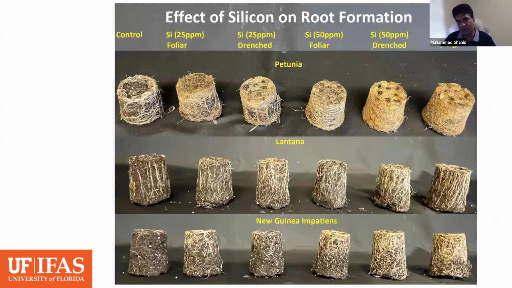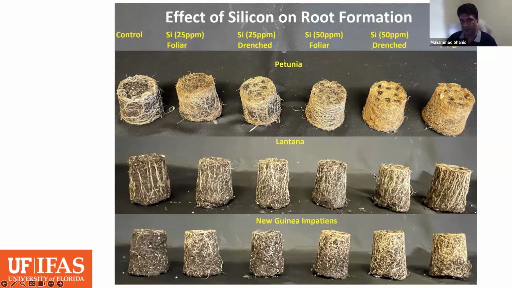And when we removed the plants out of the pots to see what had actually happened with the roots, you can see the difference. This is the control for Petunia, Lantana, and New Guinea impatiens. If you compare the silicon treatments with the control, there is an increase in the roots. There are more roots, and you can clearly see that, especially in the case of New Guinea impatiens, where the control has almost no roots.